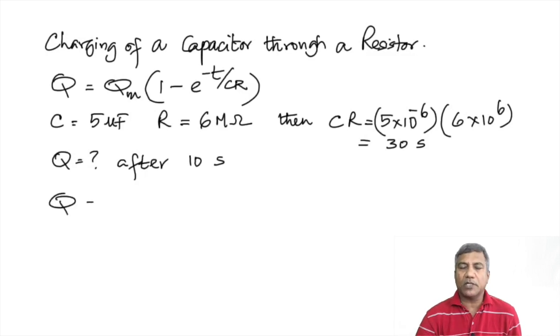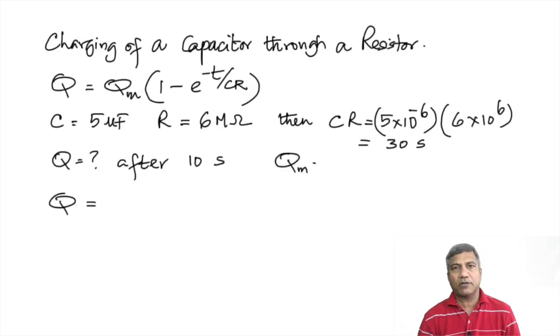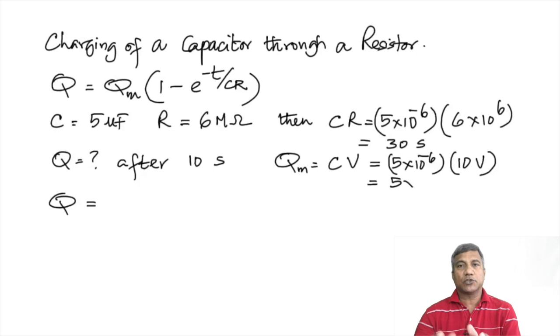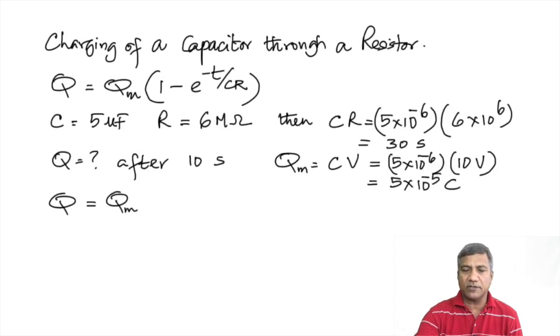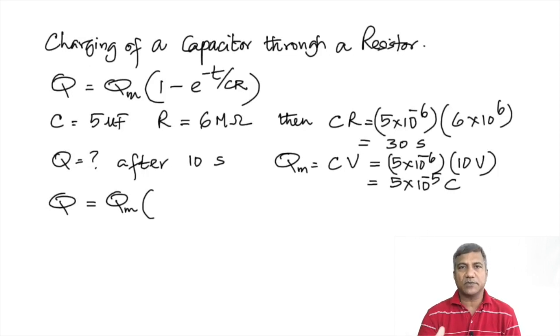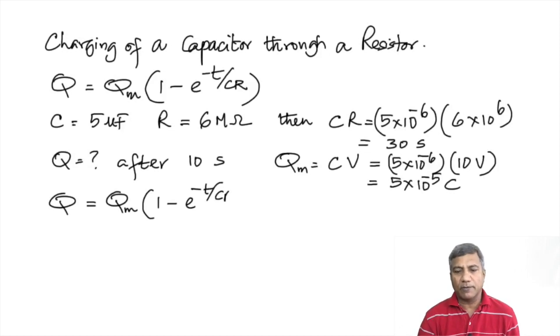And the maximum charge on the capacitor is just the product of the capacitance and the voltage. Capacitance is 5 times 10 to the negative 6. And let's assume that it's charged through 10 volts. So I'm making up the values as we go. So if the battery charging it is 10 volt, then we know the maximum charge is going to be 5 times 10 to the negative 5 coulombs. And then we can use this formula to find the charge on it after 10 seconds.